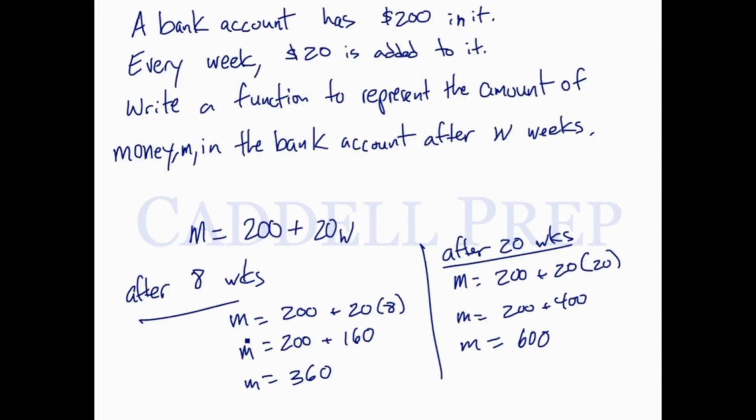So again, we see that our function here could be rewritten to be M equals 20W plus 200, and it again follows y equals some number times the x plus some number. So we just have the variable we're looking for with some number times the independent variable, in this case weeks, plus the starting amount.